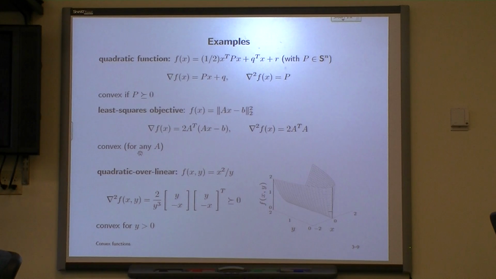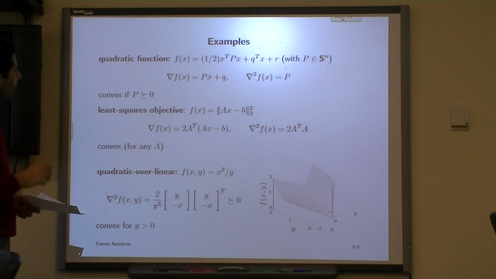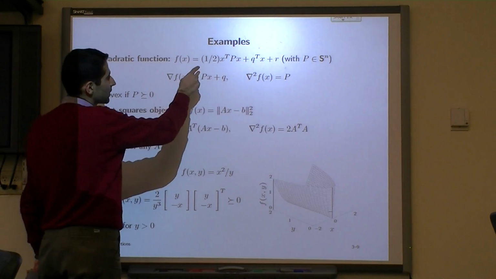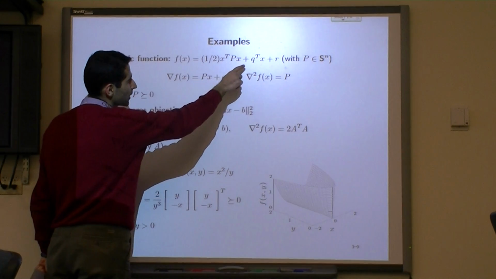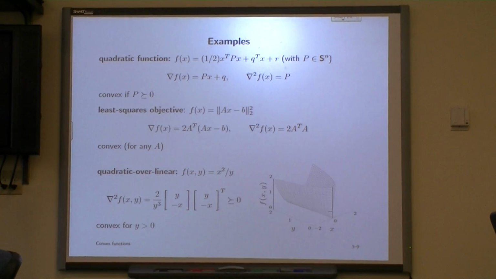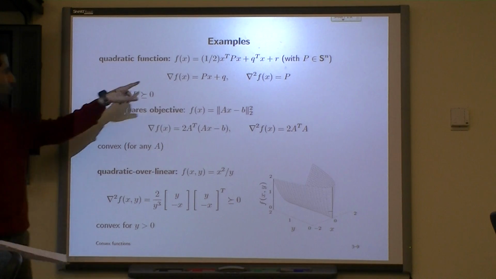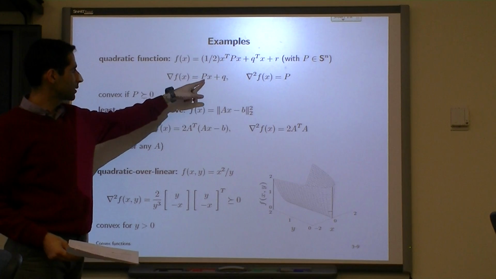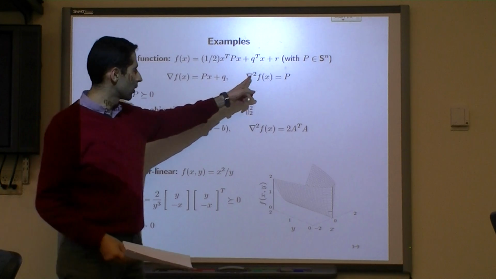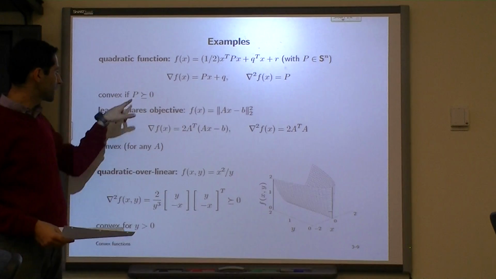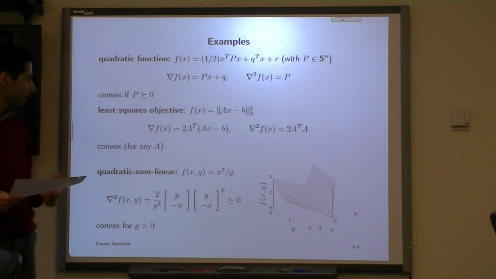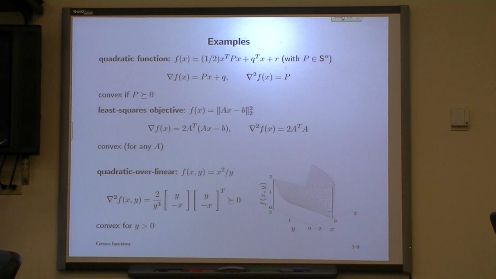Okay, let's start some examples. First example is the quadratic function. It's 1 over 2 x transpose P x plus q transpose x plus r. The first order derivative of f(x) is Px plus q, and the second order is only P. It means if P is positive semi-definite, the function f(x) is convex.